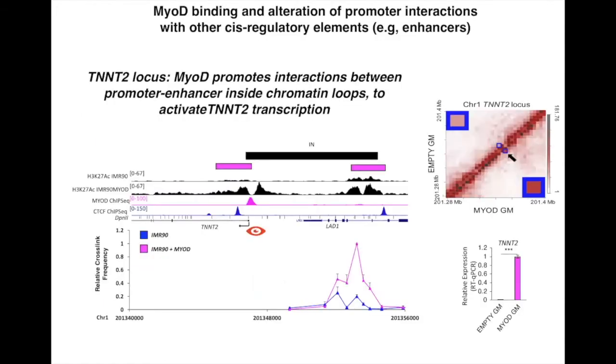So here are two paradigmatic examples. This is a typical gene where MyoD binding, that you can spot here at the promoter region of this troponin, can instigate an interaction, verified by 3C experiment, with a distal enhancer located intragenic in a gene within the same loop where MyoD binds.